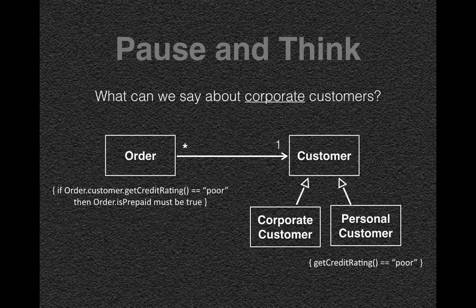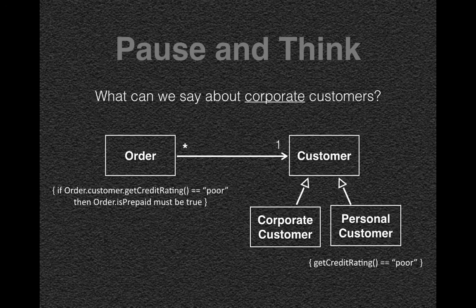Okay, this is a little tricky. The constraint on order says, if the customer's credit rating is poor, then the order must be prepaid. The constraint on personal customer says, the credit rating for the personal customer must always have a value of poor. Put these constraints together and you get personal customers must always prepay. Now, what does this say about corporate customers?